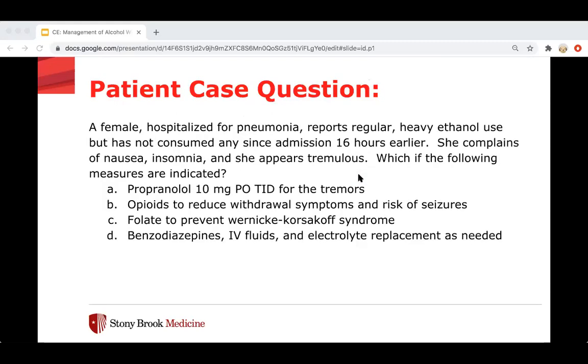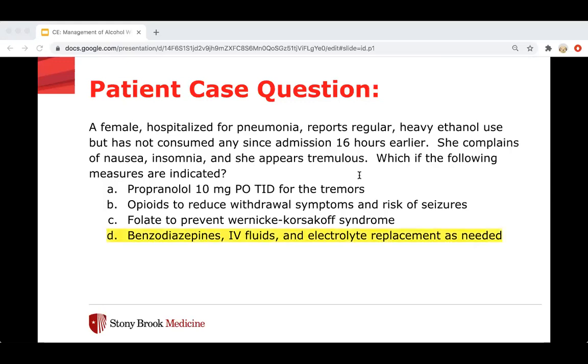I have another patient case question. A female hospitalized for pneumonia reports regular heavy ethanol use, but has not consumed any since admission 16 hours earlier. She complains of nausea, insomnia, and appears tremulous. Which of the following measures are indicated? Give everyone a second again. D, yes, D is the answer here.